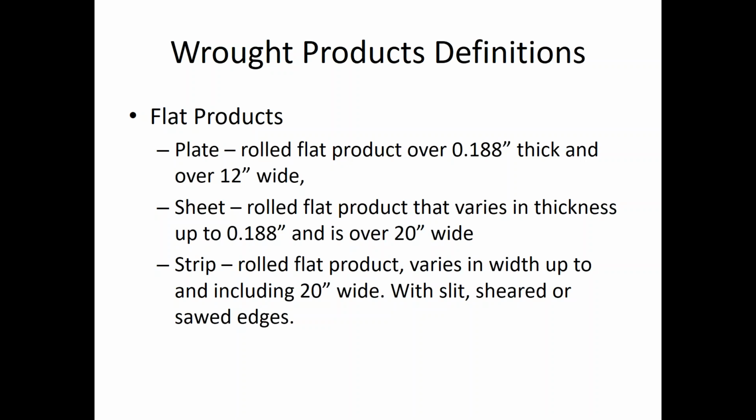Sheet is a rolled flat product that varies in thickness up to 0.188 and is over 20 inches wide generally. So there's some overlap. Strip is a rolled flat product that varies in width up to and includes 20 inches wide with slit, sheared, or sawed edges. These are general definitions. Each company and each facility may have slightly different definitions, but these used to be CDA definitions and now they're ASTM.